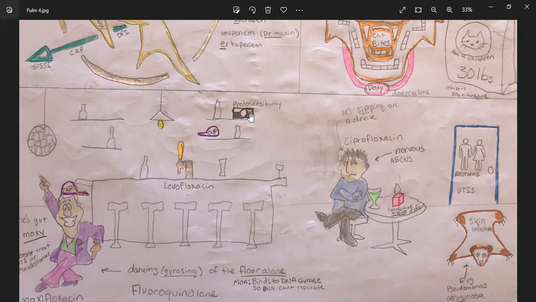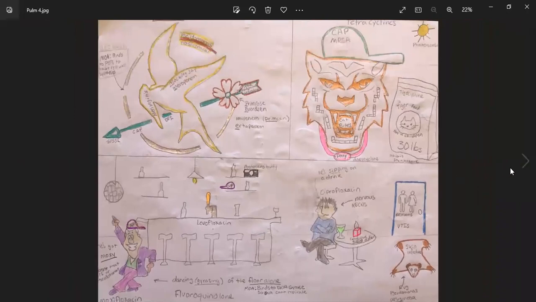And the adverse effects are photosensitivity and connective tissue dysfunction. So there's a box of tissues here, and also central nervous system effects. So he looks a little nervous about the way he is dancing. I think that is it for those. All of these are both IV and oral forms, so they can be inpatient or outpatient.